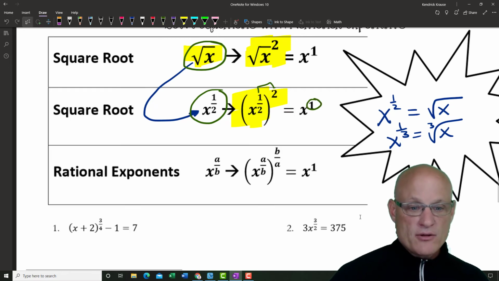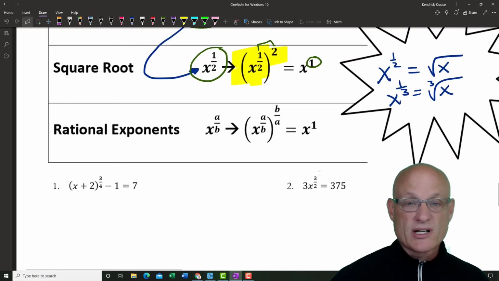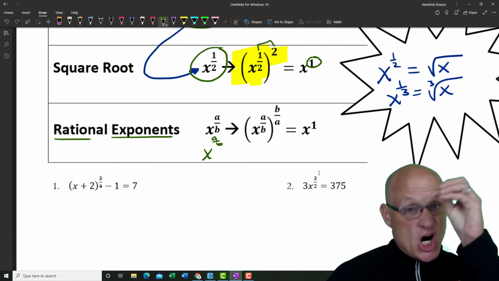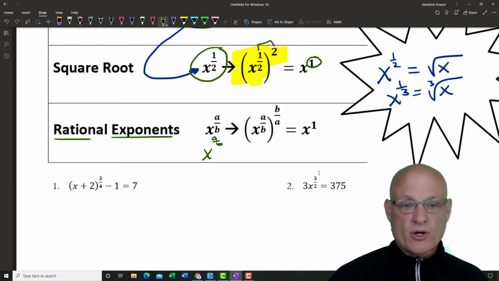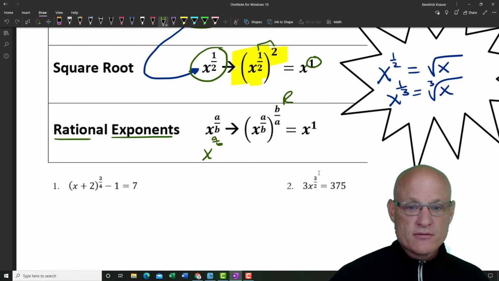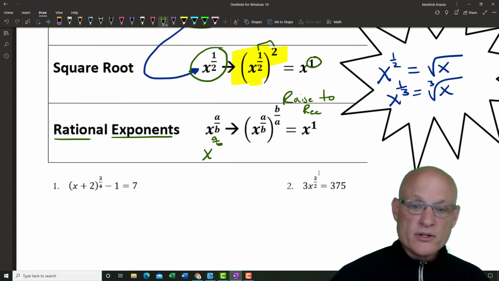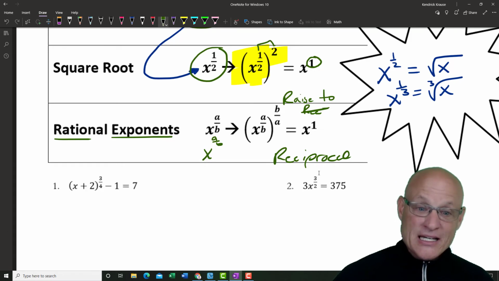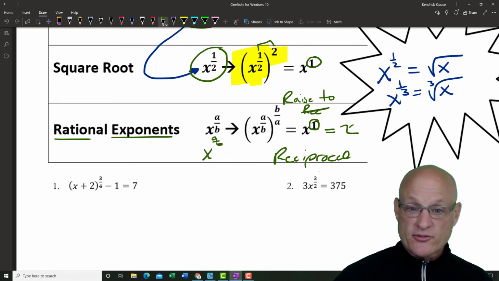It's 1. Now, so in general, here's how we're going to handle rational exponents. If you have a rational exponent a over b, if you want to get rid of that a over b, what you're going to do is raise it to the reciprocal. Why? Because a over b times b over a is simply just 1. In other words, it simply just equals x.